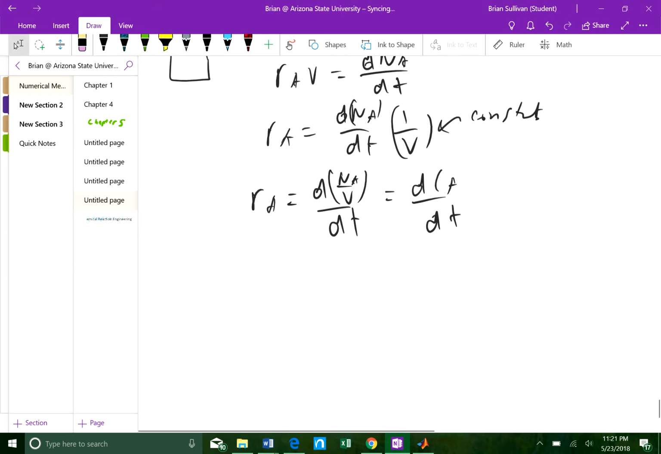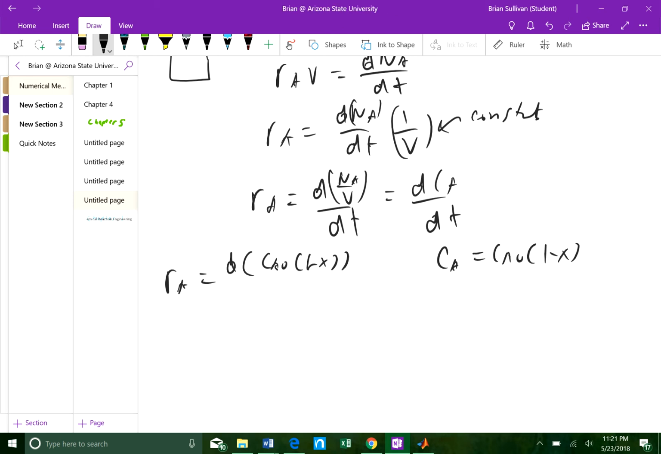Now I can see one place we could put the conversion in already. Let me show you. CA is also equal to CAO times (1 minus X), from the plug flow case. I explained that in a video prior to this. Basically, conversion gives you the amount of A that disappears per mole of A fed, and when you use 1 minus X instead of X, CAO times (1 minus X) gives you the concentration of A that's left.